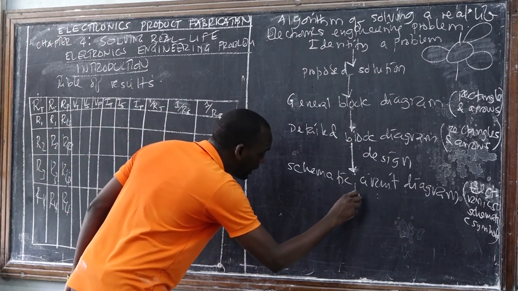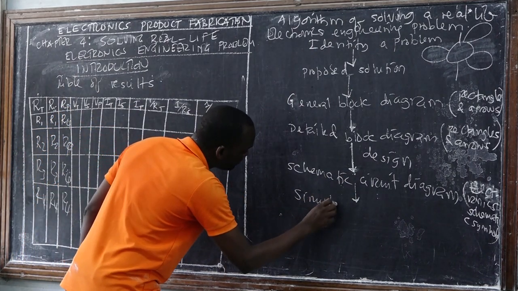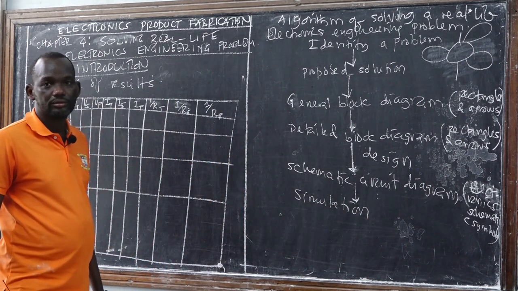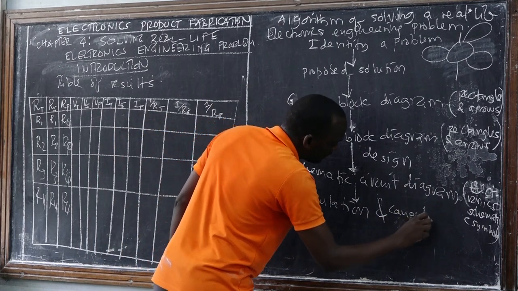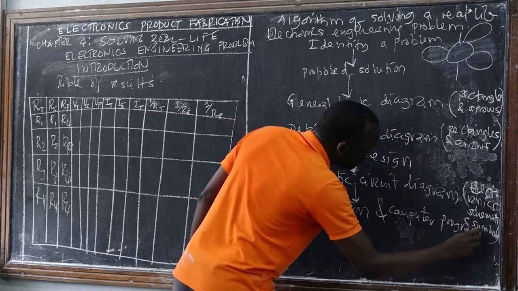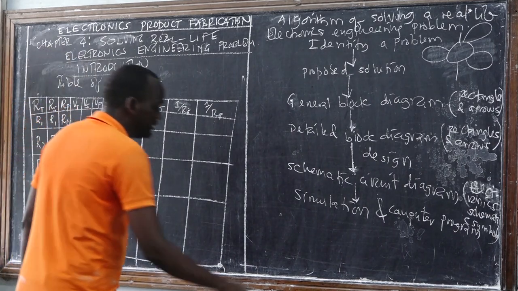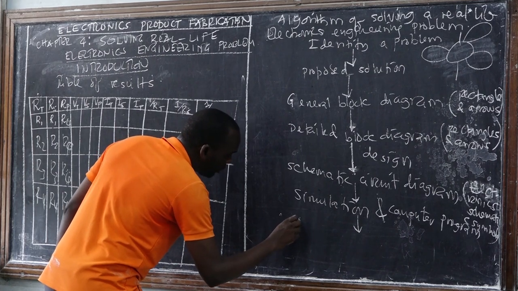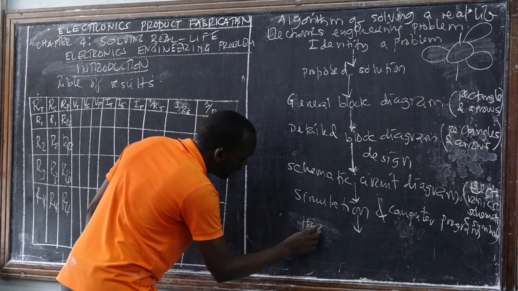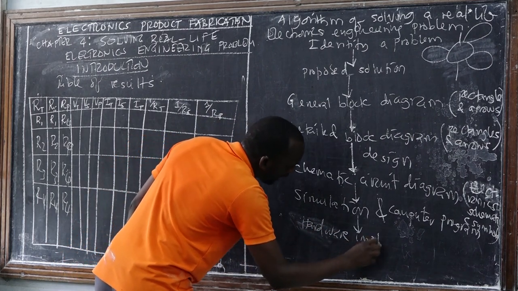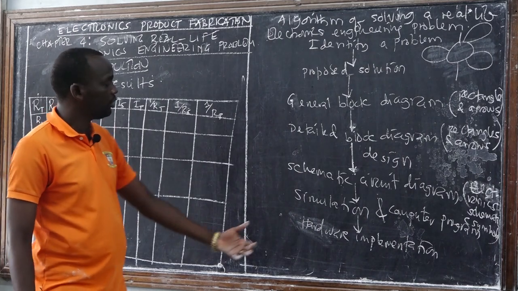Then the next step in our design, once we have the schematic circuit diagram, we can go to simulation. And in the case of simulation, sometimes you can also write a computer program, in case that system needs a computer program. Then the next step now, we call it hardware implementation. So we go for what? Hardware implementation. That's what we call practical.